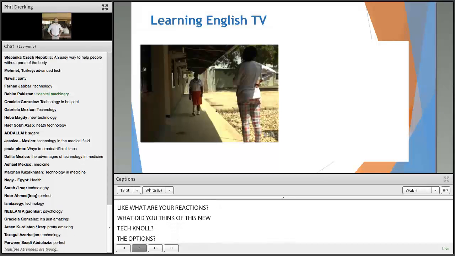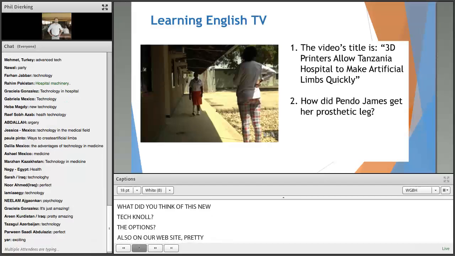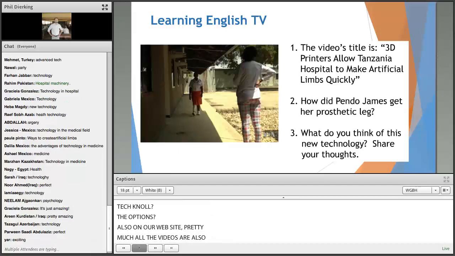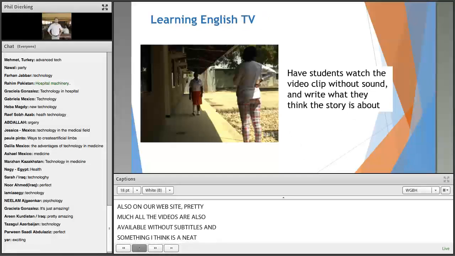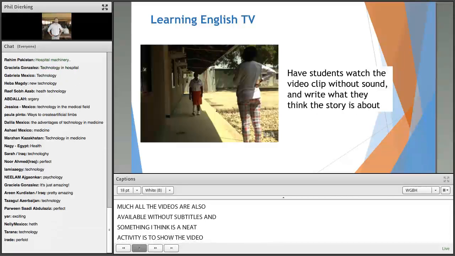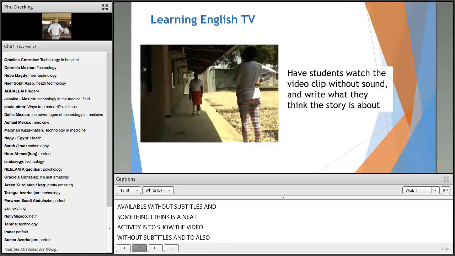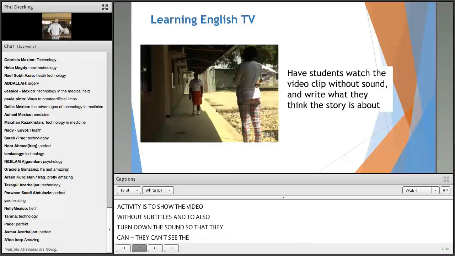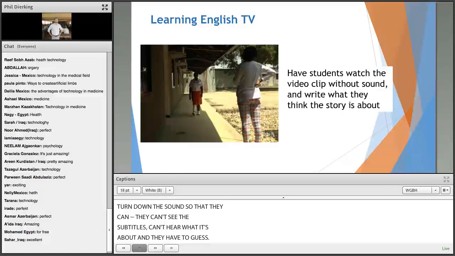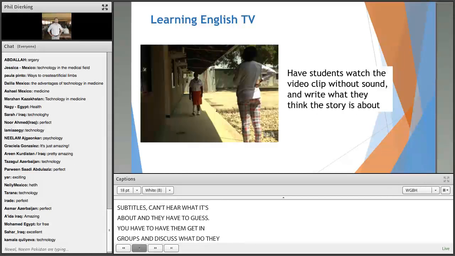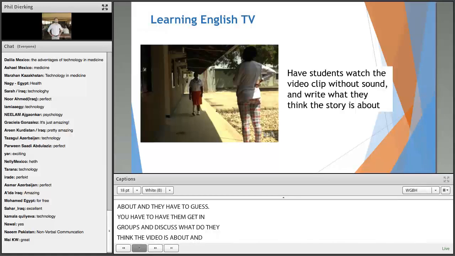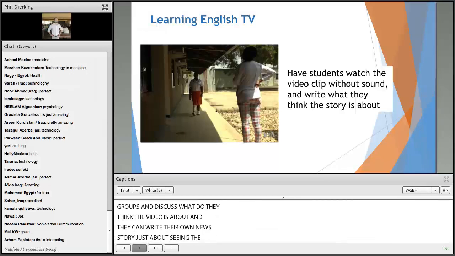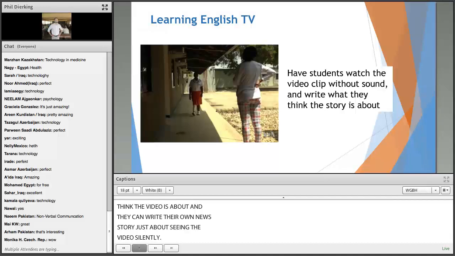And something that I think is a neat activity is to show the video without subtitles and to also turn down the sound so that they can't see the subtitles, they can't hear what it's about, and they have to guess. You can have them get in groups and discuss what they think the video is about. And they can write their own news story just by seeing the video silently. So it's kind of like the this day in photo activity, except it's with a video. So as you can see, these options are really endless.